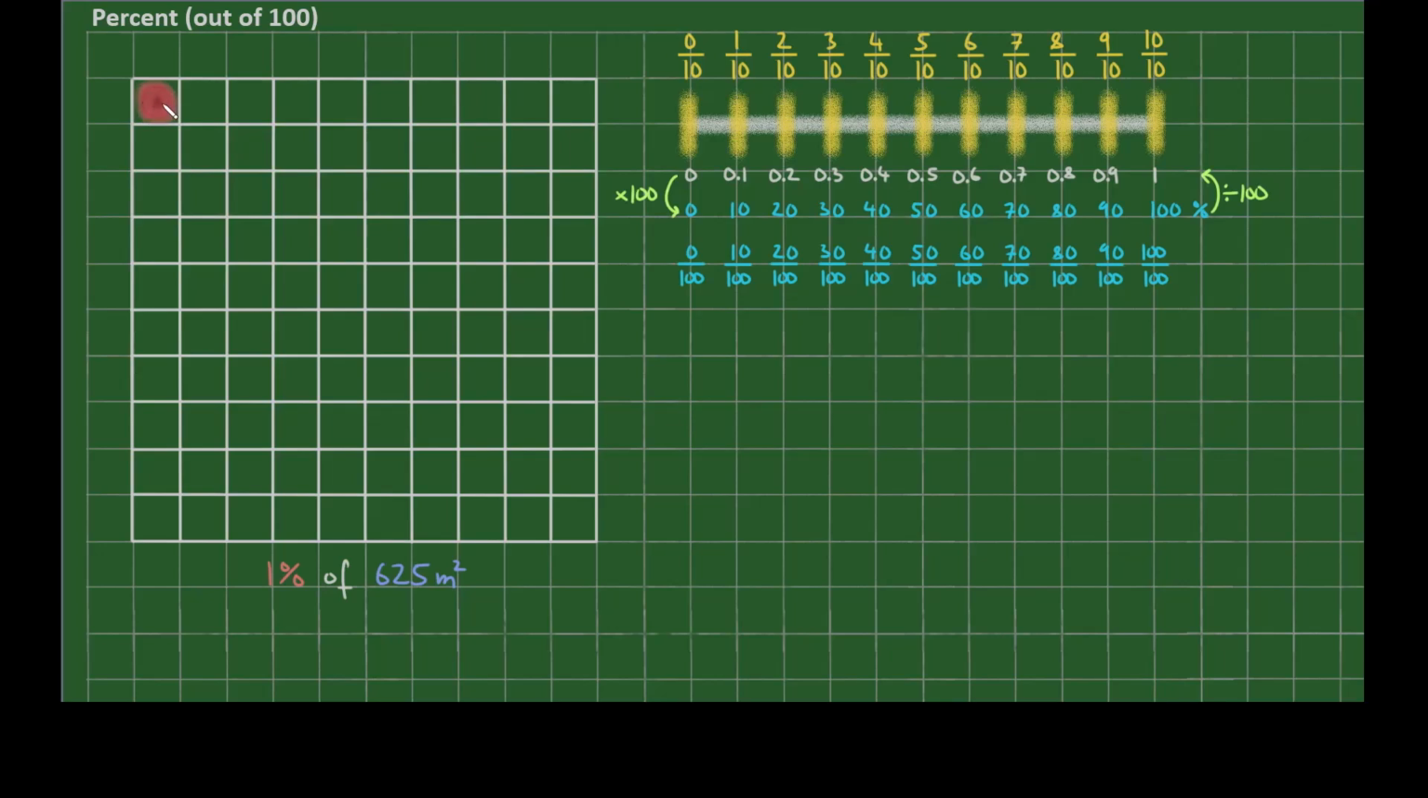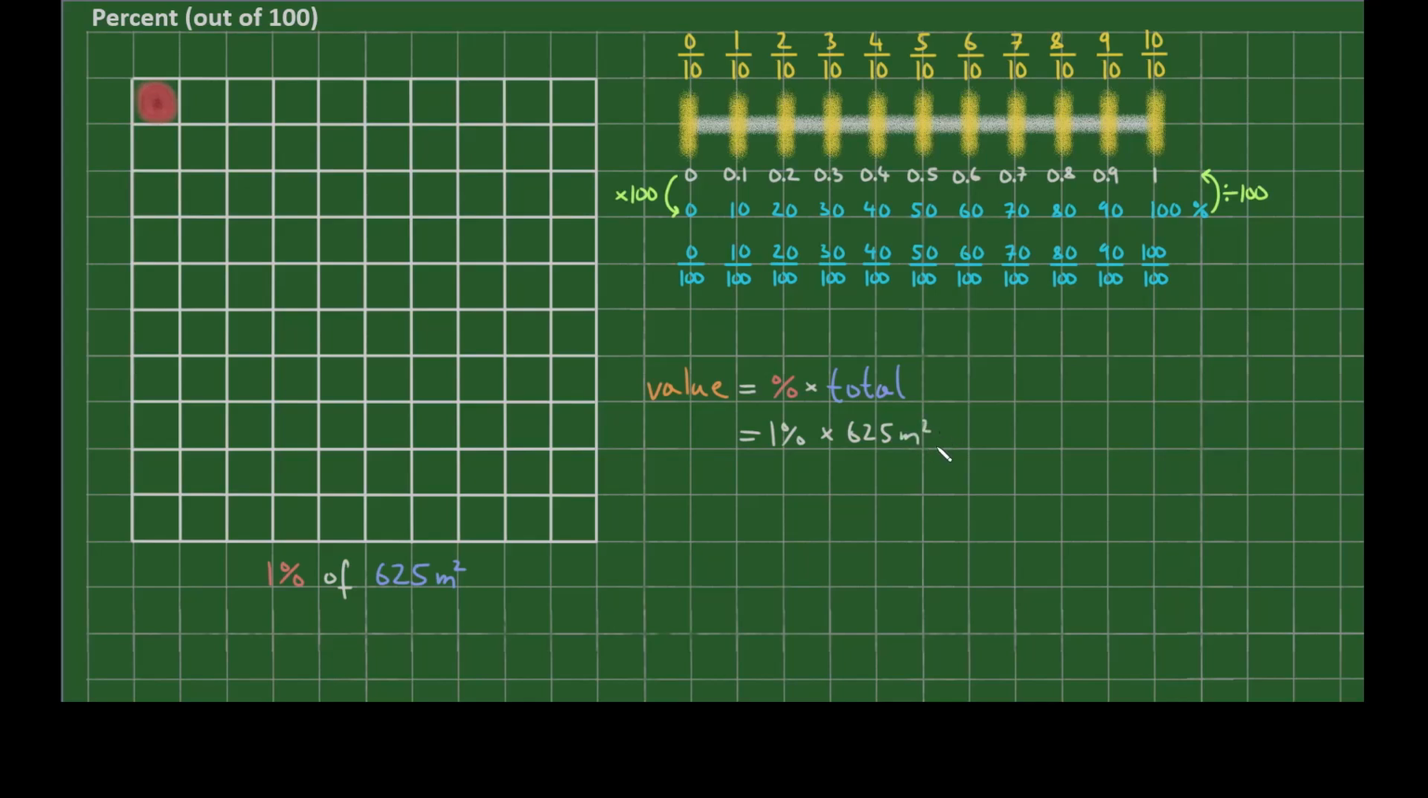How can I calculate the actual value of that 1%? We could ask ourselves, well, what is the 100th part of 625 square meters? That would mean taking 625 and dividing it by 100. We can also use a formula. To calculate the value of a percentage, I need to take the percentage and multiply it by the total. In this case, the percentage is 1% and the total is 625 square meters.